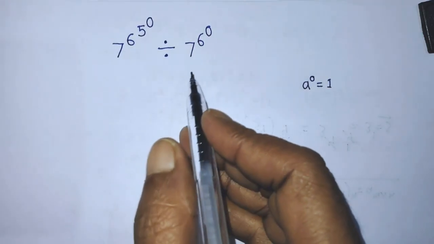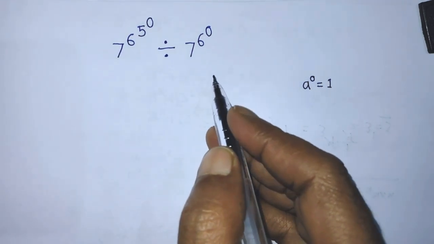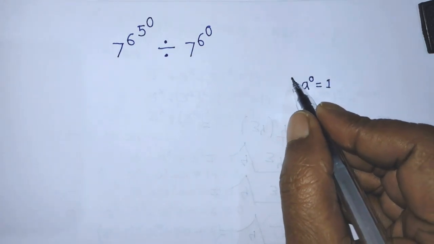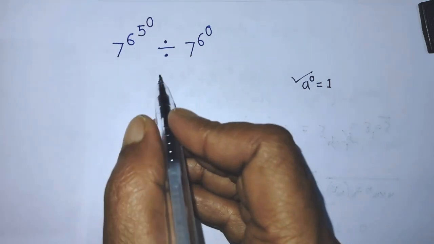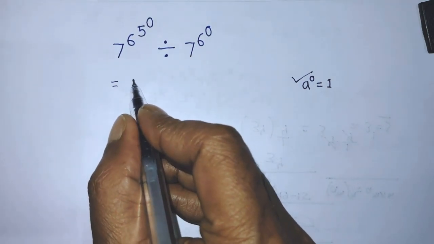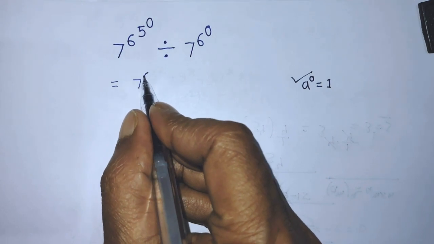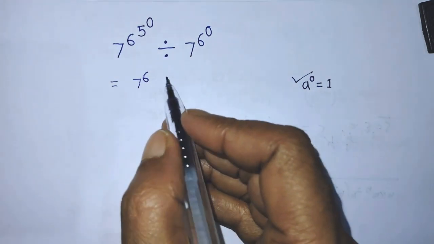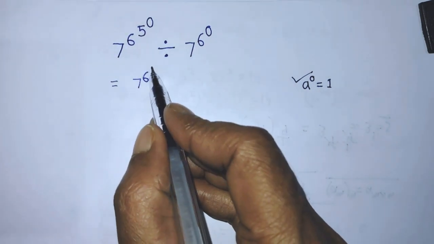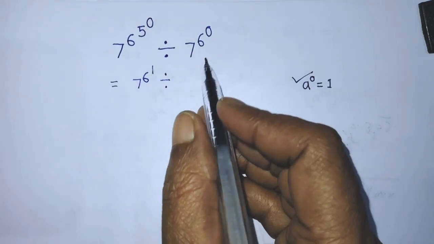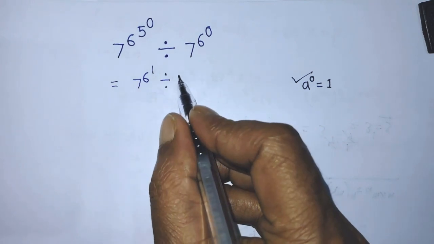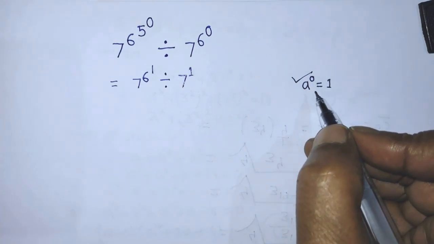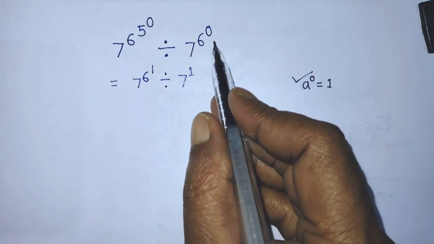So student, to simplify this algebraic expression, we have to apply the formula a to the power 0 is equal to 1. According to this formula, we can write from this algebraic expression 7 raised to the power 6 to the power, and we can write 1 in the place of 5 to the power 0, divided by 7 raised to the power 1. Student, according to this formula, we can write 1 in the place of 6 to the power 0.